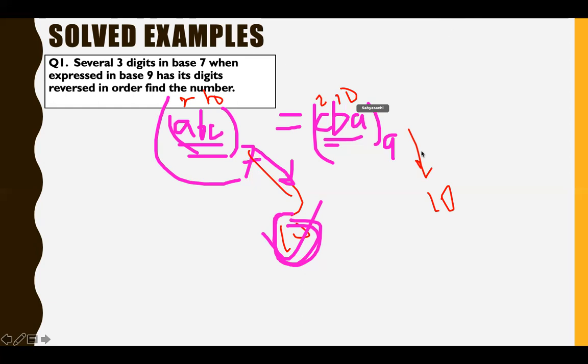So A into 7 square plus B into 7. Okay, I'll solve later, I'm giving some more time. I got it. I took it like 100A plus 10B plus C is equal to 100. Yes, equate them and then manipulate them.